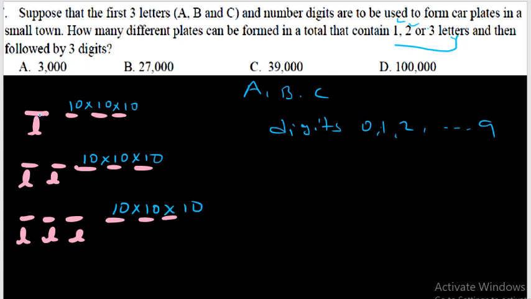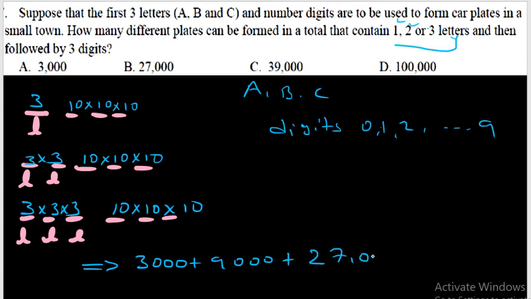When you come to the letters, for the first one we have just 3 chances. For the second one we have 3 times 3, because the letters are A, B, C only. We can repeat because there is no restriction. For the third one, 3 times 3 times 3. Therefore, finally, the total number of chances that we have will be 3000 plus 9000 plus 27,000, which is going to be 39,000. That will be the total number of car plates formed. The answer will be C.